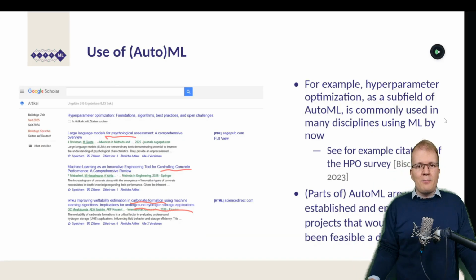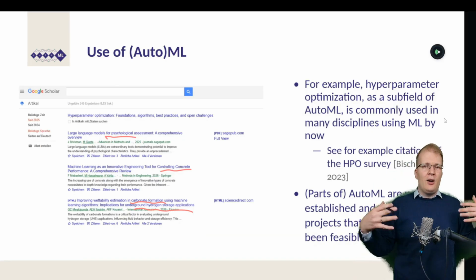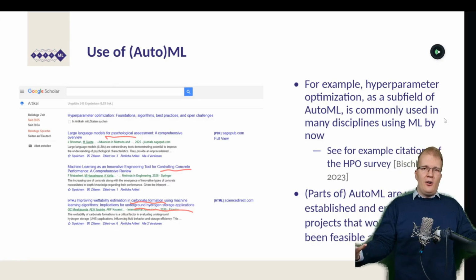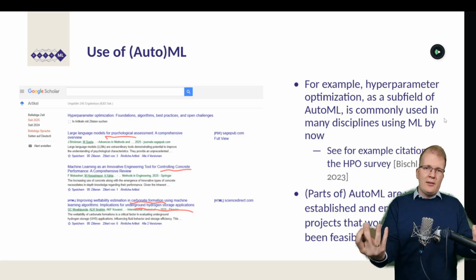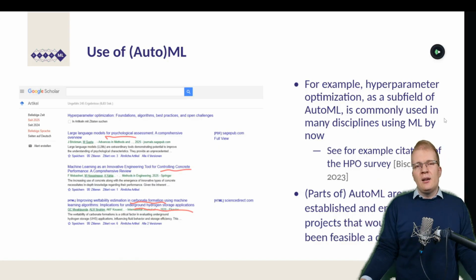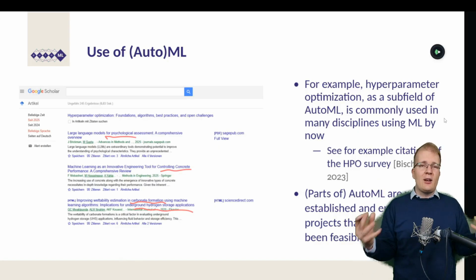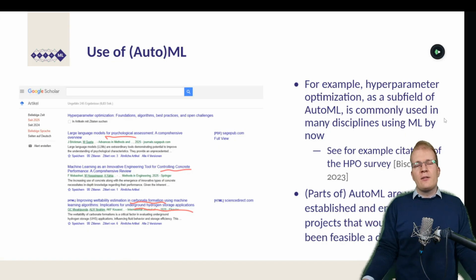That's where people use techniques from AutoML, maybe not full AutoML, but they already started using parts of it to get better results, showing what can be done and how to leverage the potential of AutoML to get further applications with machine learning and AI running.